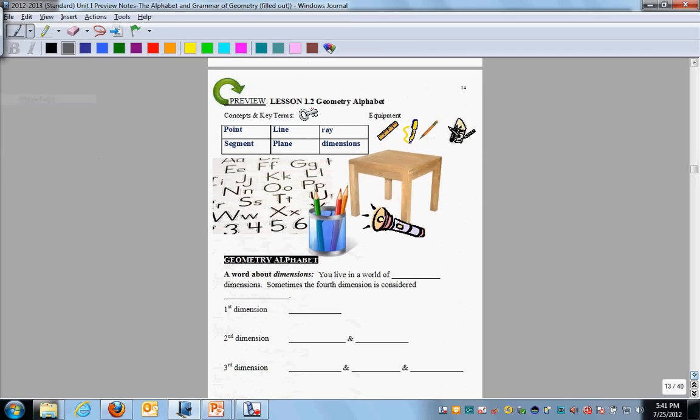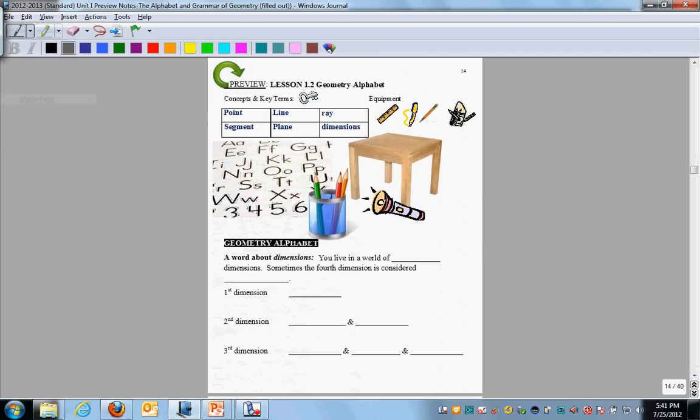Now, in today's preview lesson, just like when you learn a language, the first step in learning any new language is learning that language's alphabet. Whether it's the Arabic language or Spanish or Italian, there's an alphabet based on that language, at least for alphabetic languages. In English, of course, there's 26 letters. Similarly, in geometry, there are letters with which we build the words of diagrams, but there are only 5 letters in geometry. The 5 letters are point, line, ray, segment, and plane.